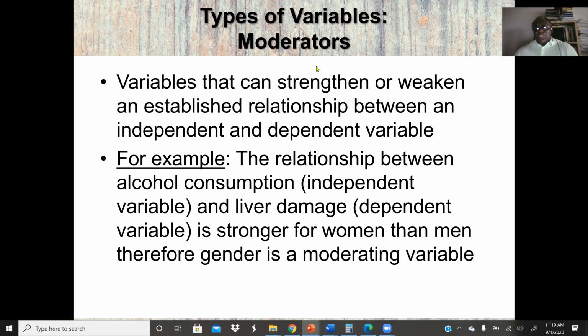Also, we have the moderators. Moderators are variables that can strengthen or weaken an established relationship between an independent and dependent variable. Another term we use is modification effect. So moderators are variables that, for example, if they increase, can increase the outcome, or if they increase, can decrease the outcome. The example I was given is coffee.